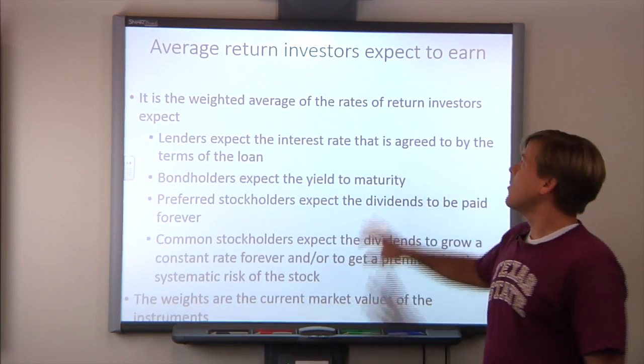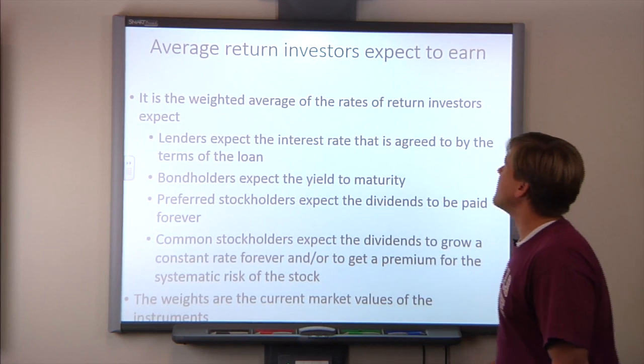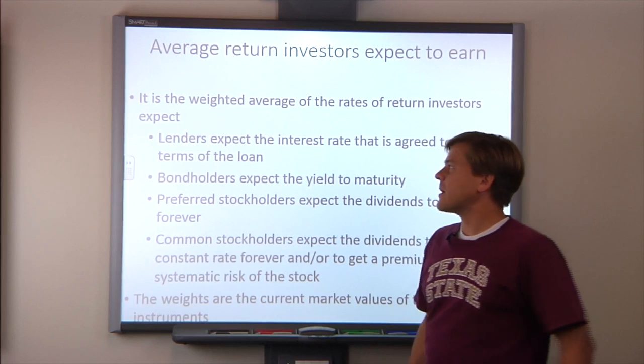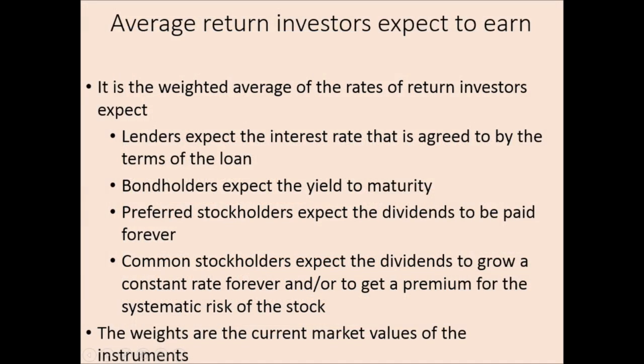All right, so the second part of that was the average return investors expect to earn. So it's the weighted average of the rates of return investors expect. Lenders and bondholders hold debt instruments. Lenders expect the interest rate that is agreed to by the terms of the loan. They're not expecting anything extra because they don't get tipped. They don't get bonuses, at least not from you. Bondholders expect the yield to maturity. This is the rate of return they're expecting to get.